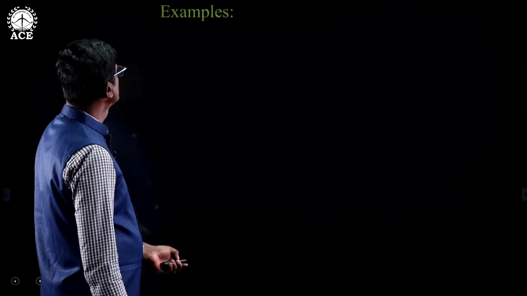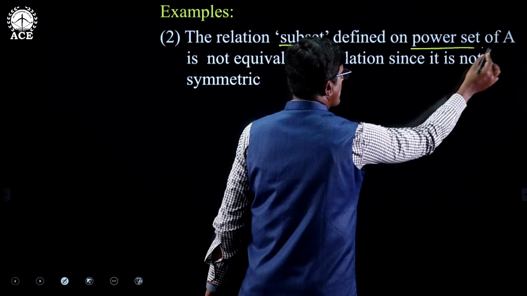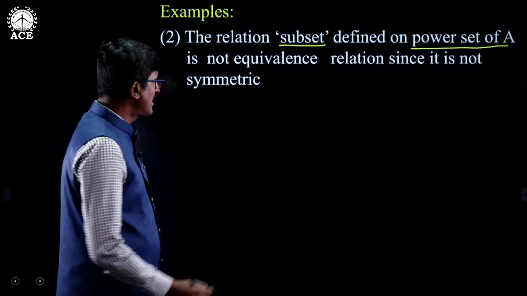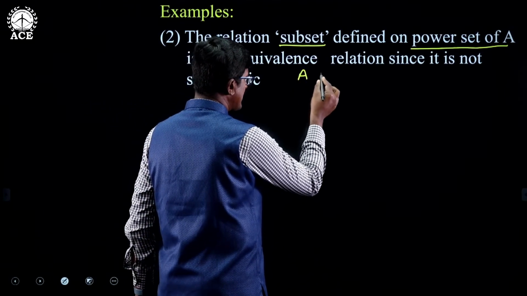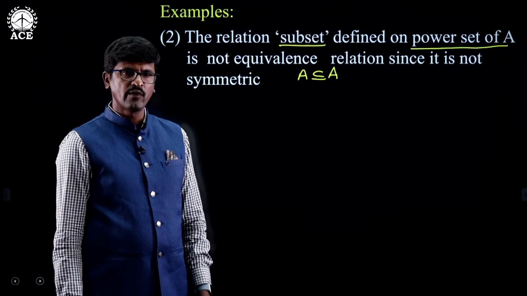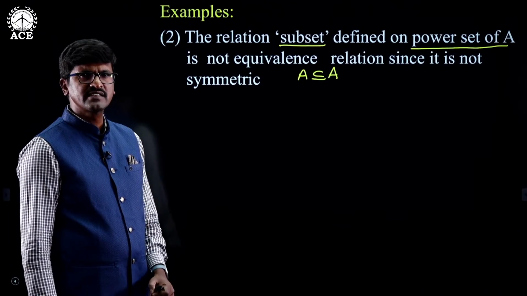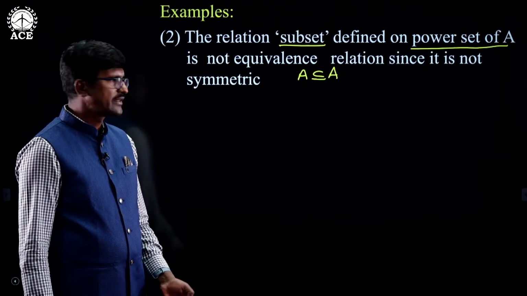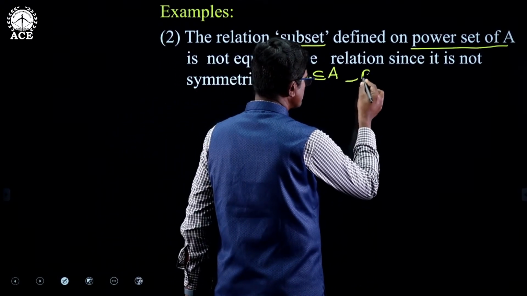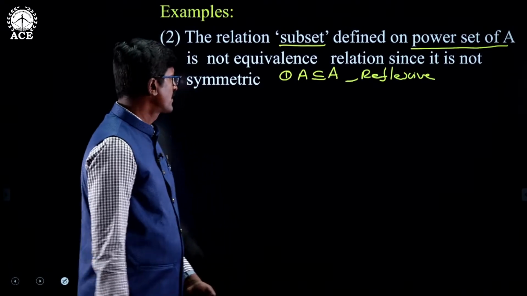The next example is subset, defined on the power set. Subset satisfies the reflexive relation because if you take any set, then it is a subset of itself. In the previous session, when I was explaining about sets, I clearly explained this. Every set is a subset of itself. Take any set, it will be a subset of itself. So A is a subset of itself, that is reflexive. So the subset relation satisfies the reflexive property.